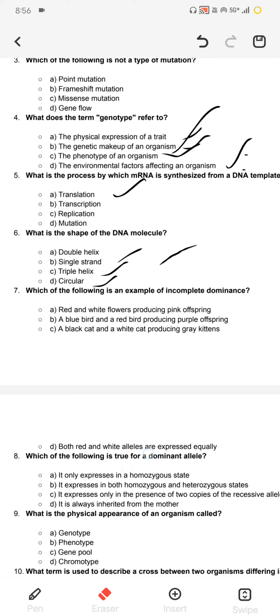Next question is, which of the following is example of incomplete dominance? Your options are red and white flower producing pink offspring, blue bird or red bird producing purple offspring, a black cat and white cat producing grey kitten, or both red or white allele are expressed equally, right? So the right answer here is option A, red and white flower producing pink offspring.